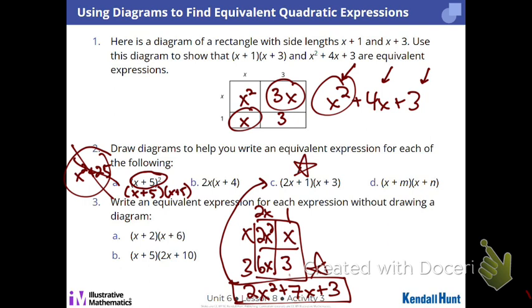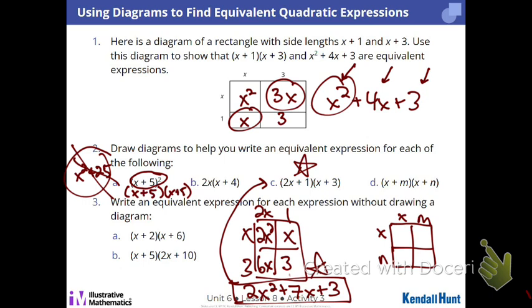My box is going to be what by what? x plus m by x plus n. How many by how many? 2 by 2, so 4. I have an x and an m, and an x and an n. I'm multiplying everything by everything. It's kind of like the lattice method of multiplication. You guys remember that? When you did 2 by 2 and 2 by 3, you made that lattice.